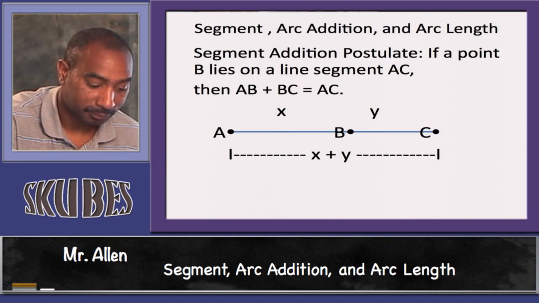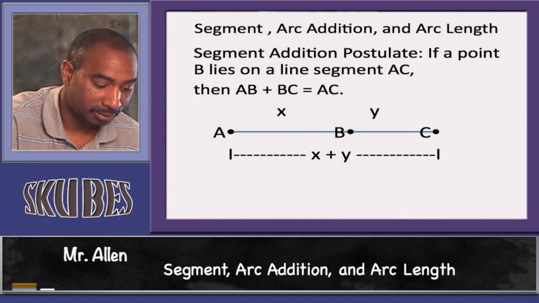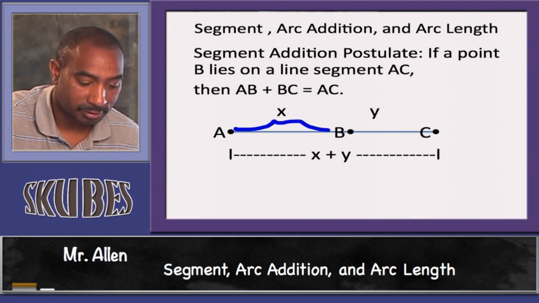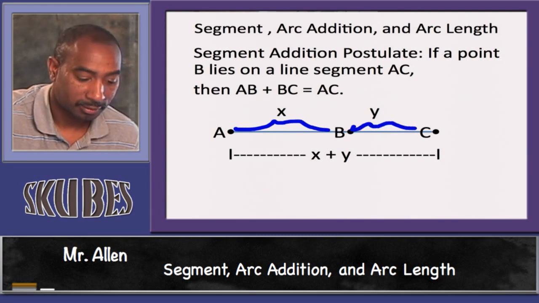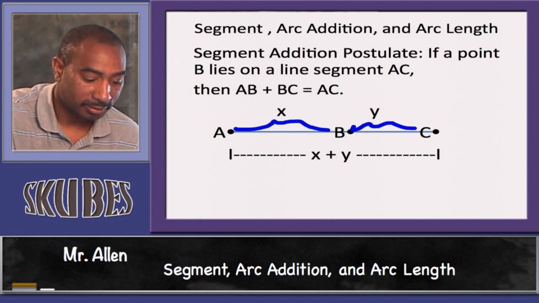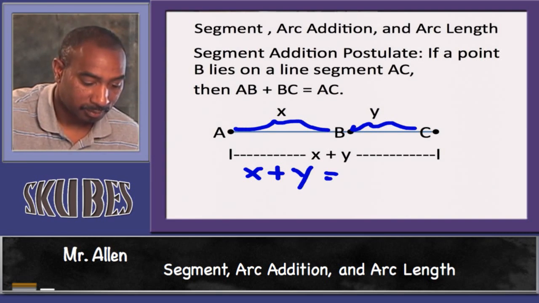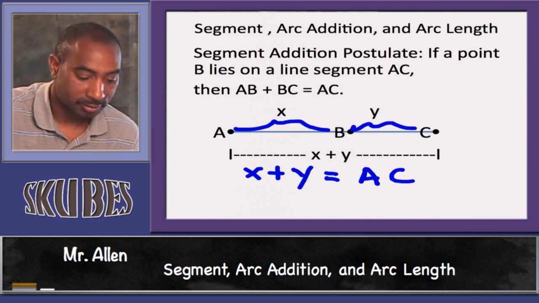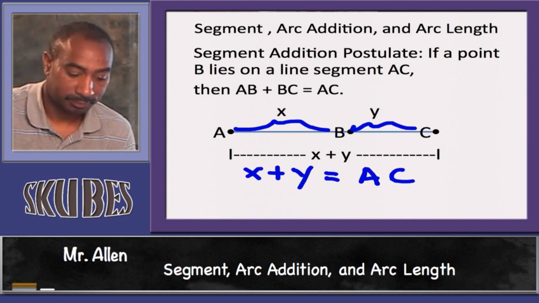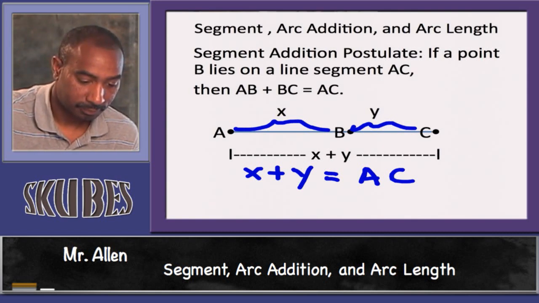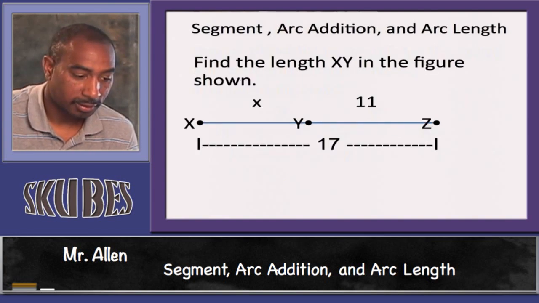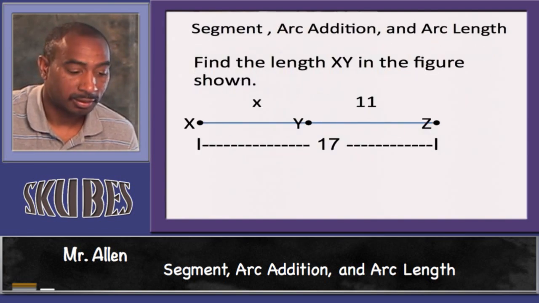For example, segment AB has a length of X, and segment BC has a length of Y. So when you add the two together, X plus Y must equal the length of AC in this case. All right, let's look at some problems involving that.